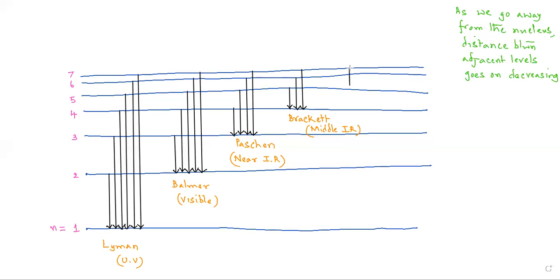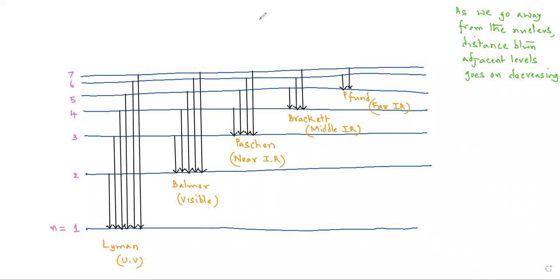Then from any higher energy level to the fifth orbit, this is when you get Pfund series, in, of course, the far IR region. Don't say P-fund, it's Pfund series.